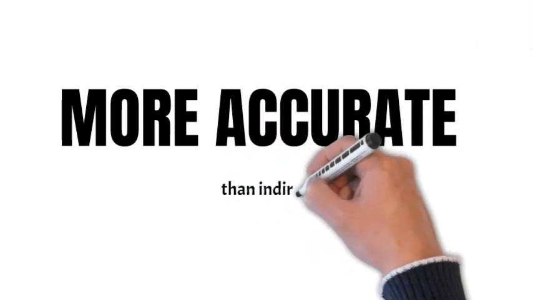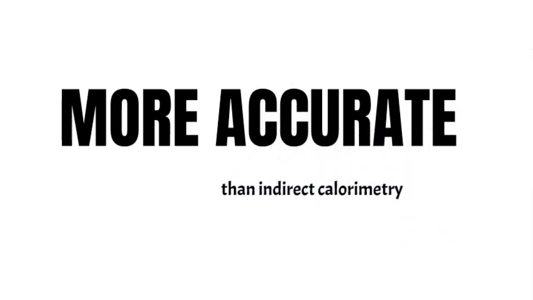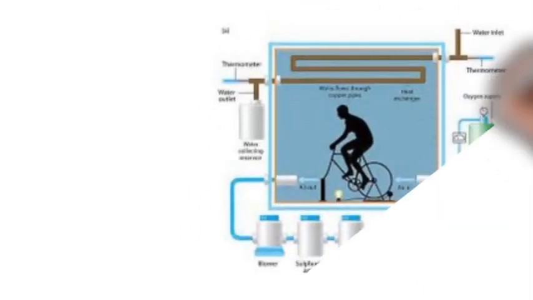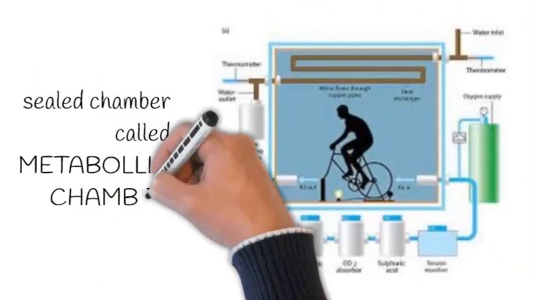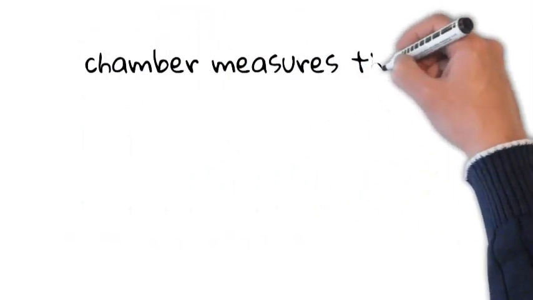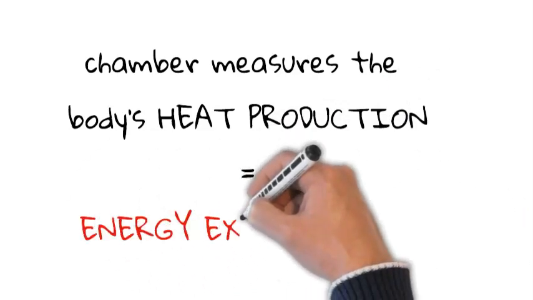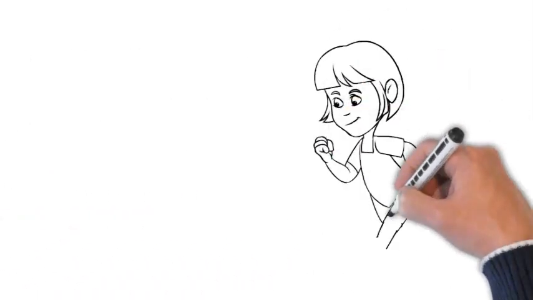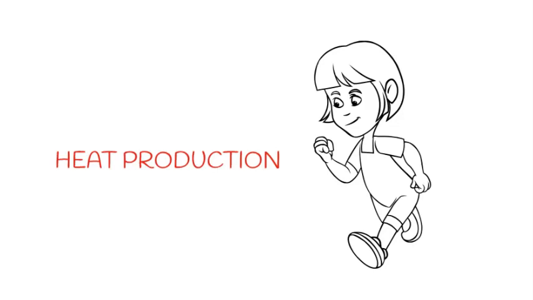Direct calorimetry can provide a more accurate measurement of energy expenditure during physical activity compared to indirect calorimetry, which estimates energy expenditure based on the amount of oxygen consumed and carbon dioxide produced by the body. Direct calorimetry involves placing an individual in a sealed chamber, which is called a metabolic chamber. The chamber measures the body's heat production, which is directly related to the energy expenditure of the body. The individual is asked to perform a specific activity, and the heat production is measured before, during, and after the activity.